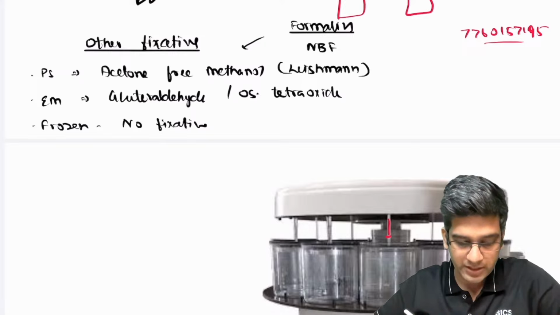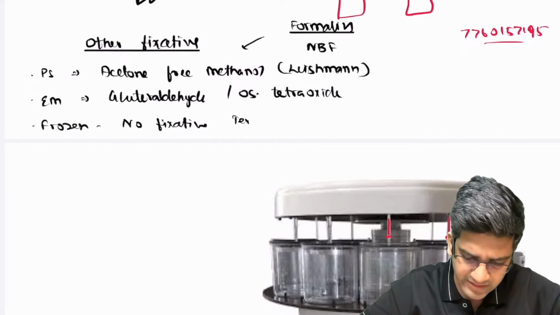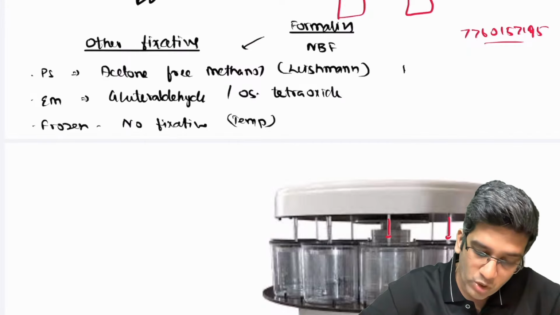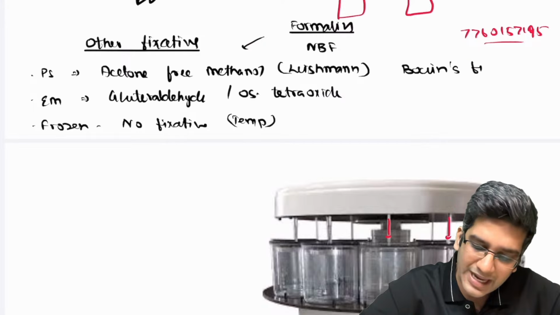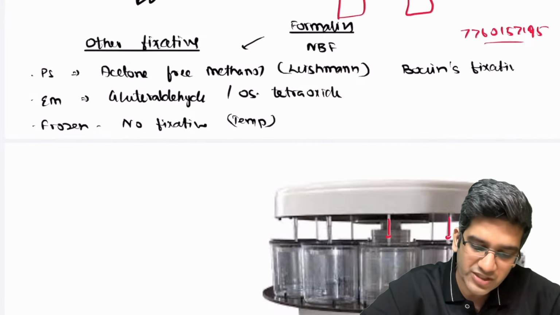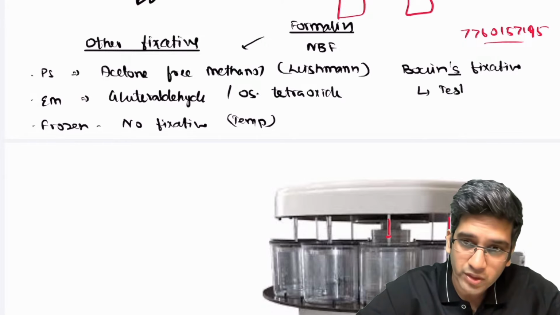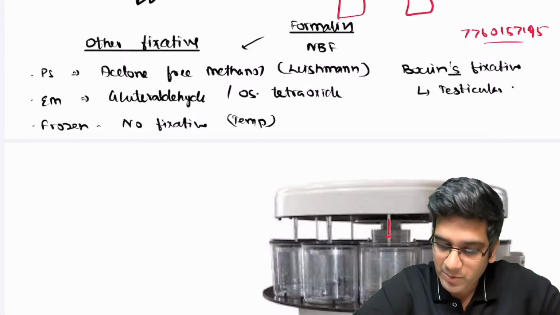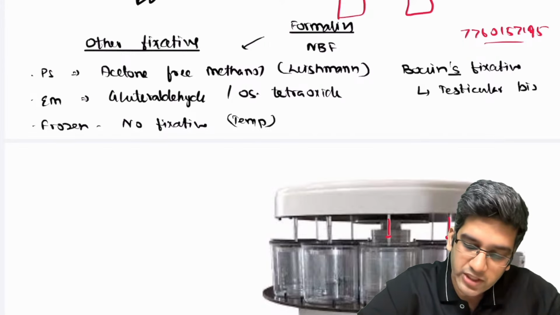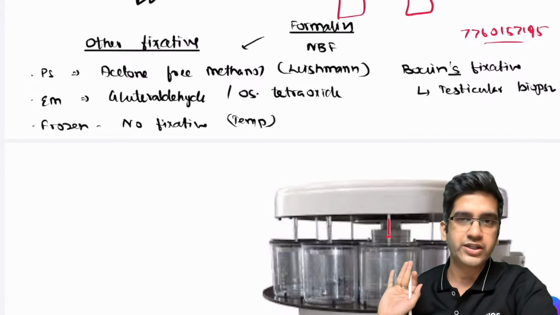Okay, let's come back to this. There's no fixative for your frozen section. Temperature is the only fixative we use here, right? There was a solution called Bouin's solution. I hope they don't ask it anymore because we have discarded it because it has mercury, which is definitely toxic. Bouin's solution was useful for testicular biopsy. For a testicular biopsy, we use Bouin's solution. These are the different simple fixatives I want you to know, right?